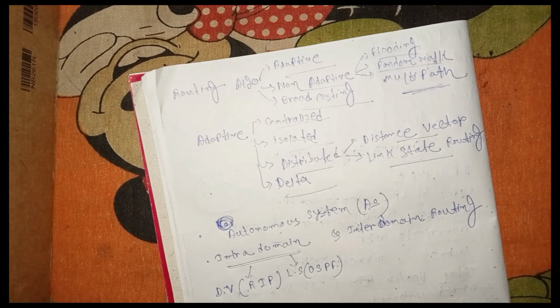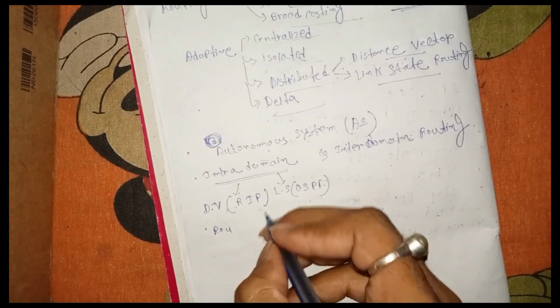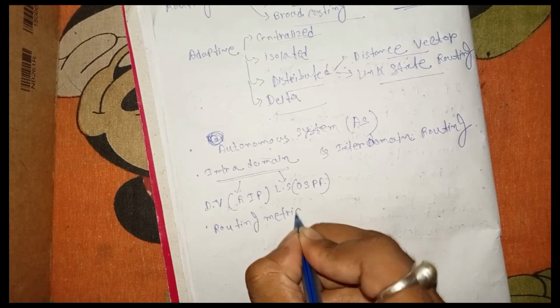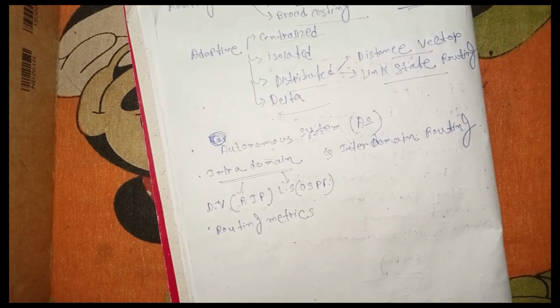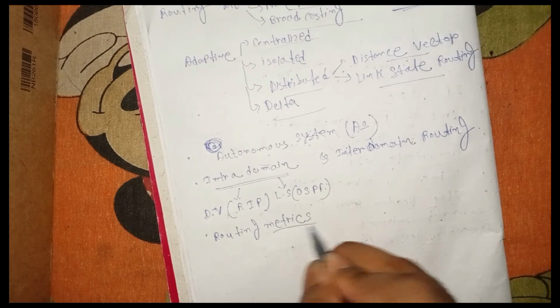Okay, so the routing matrix is also important. You can find out about the routing matrix on the internet.